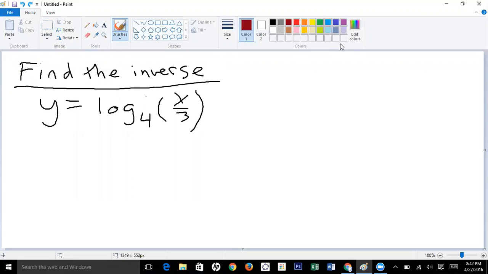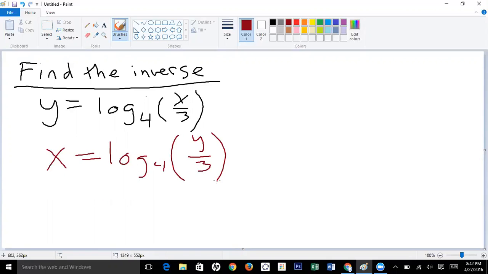The first thing we do anytime we're finding an inverse, however, is to change the position of x and y. So if I do that, I get the equation x equals the logarithm with a base of 4, and on the inside of the logarithm is y divided by 3. So I've just switched the position of x and y so that I can use the inverse function here.